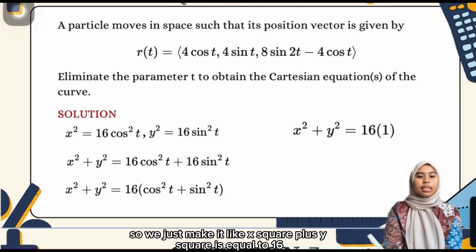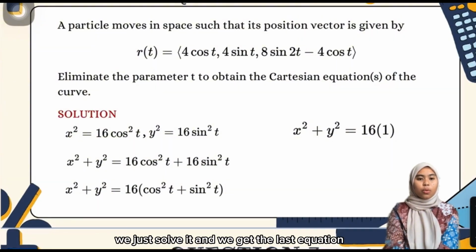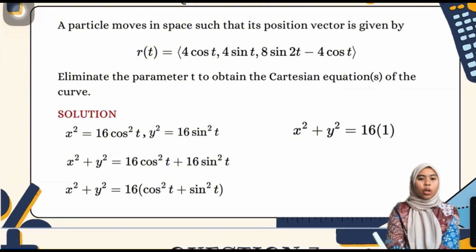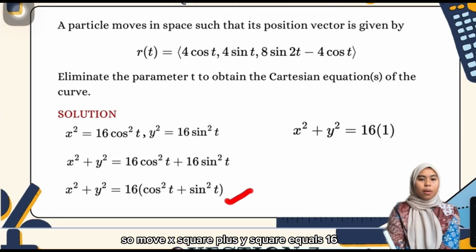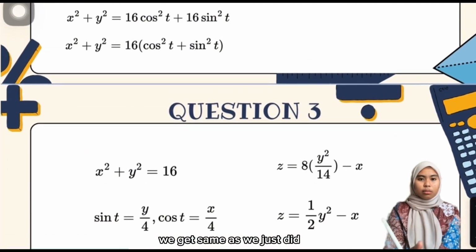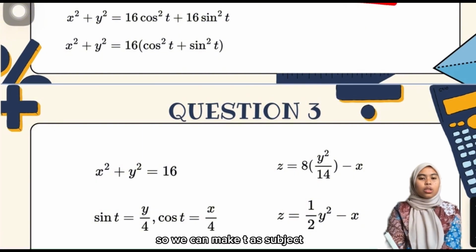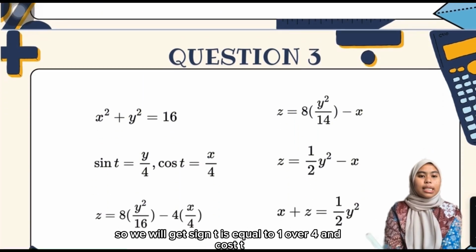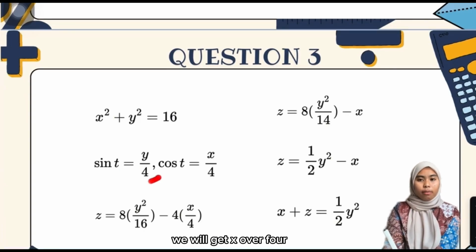So we just make it x squared plus y squared is equal to 16. We just solve it and we get the last equation. So move x squared plus y squared equal to 16. We get the same as we just did. So we can make t the subject. So we will get sin t is equal to y over 4, and cos t we will get x over 4.